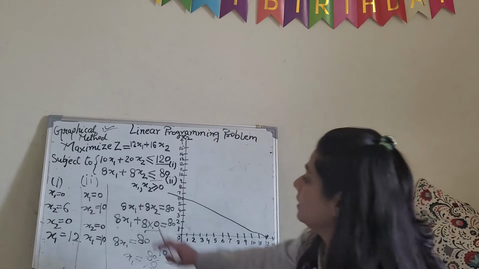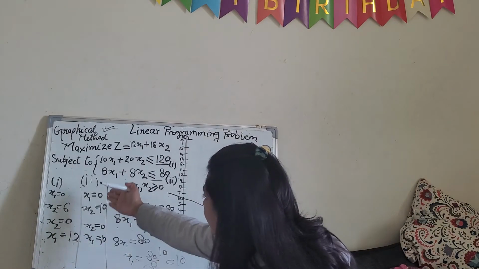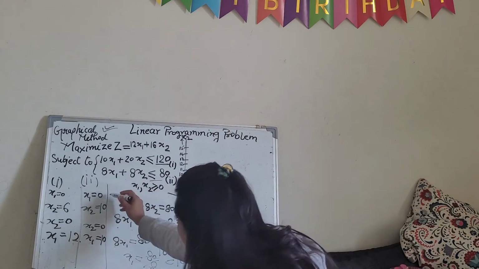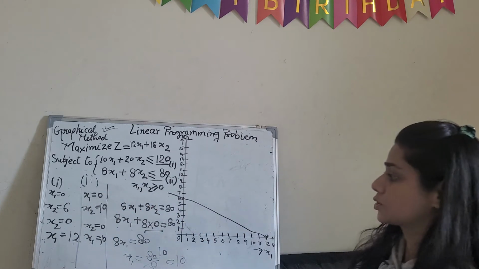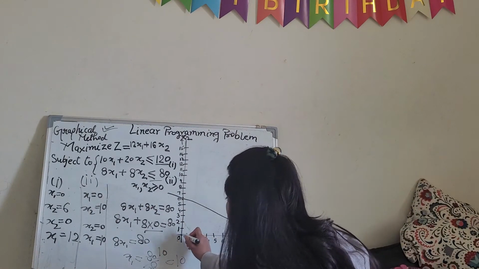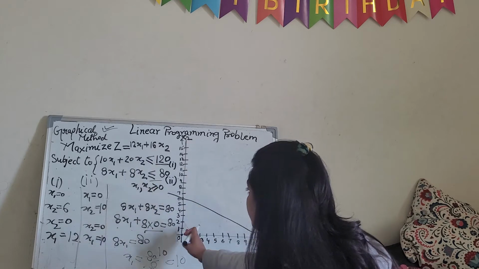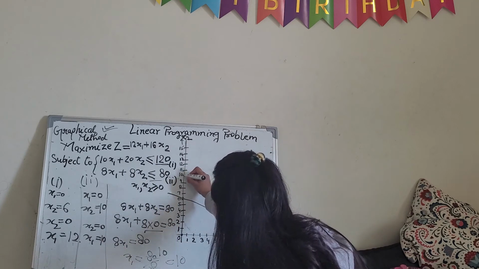Fine. Now we will plot a graph for second equation. For second, x1 is 0, x2 is 10. So one point we are getting here.